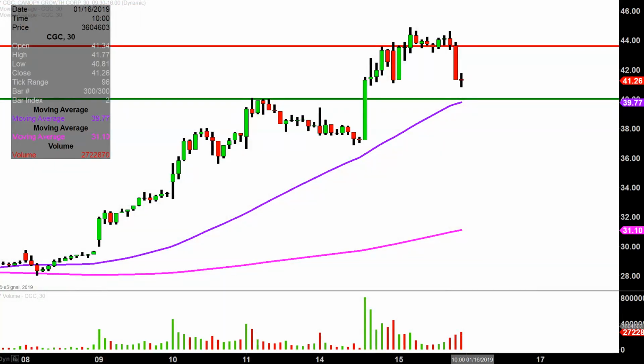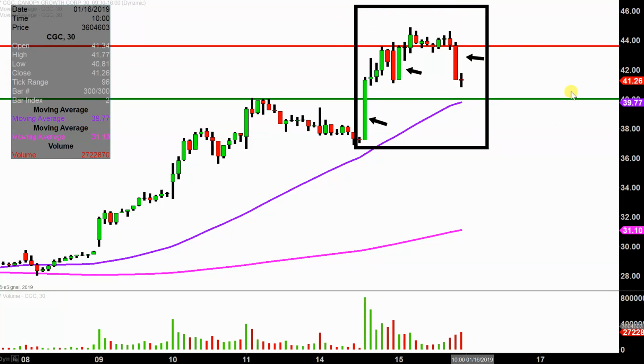Real quick, what do I mean by 30-minute in case maybe you're new to charts? Instead of each one of these candlesticks here representing one day's worth of price action, which is what you would normally see, each one represents 30 minutes. So all this here may look like several days' worth of time. It's actually just the past, basically, day and a half broken down into 30-minute time slices.